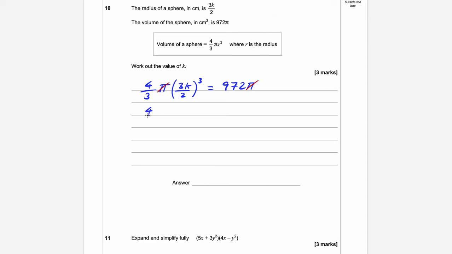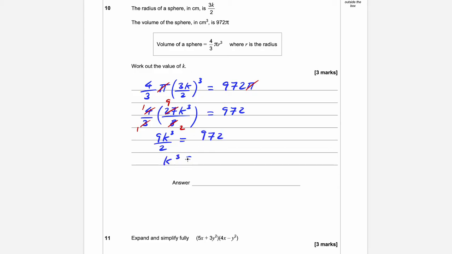Nice. Then I'm going to say 4 over 3. I'm going to cube this, so I have to cube everything, guys. 3 cubed is 27. K cubed is k cubed. 2 cubed is 8. Brackets, 972. Okay, next thing I'm going to do, 4 into 4 goes once. 4 into 8 goes twice. Divided below by 4. 3 into 3 goes once. 3 into 27 goes 9 times. Okay, now I have 9k cubed over 2 equals 972.